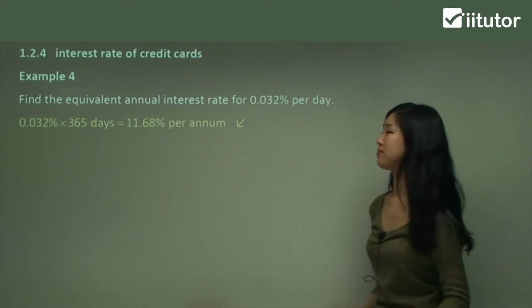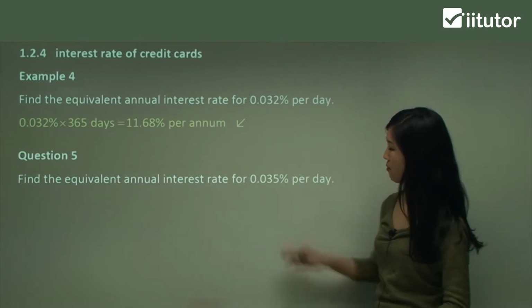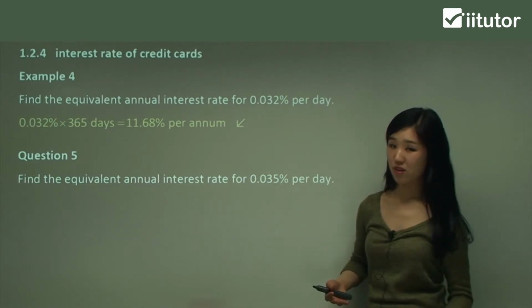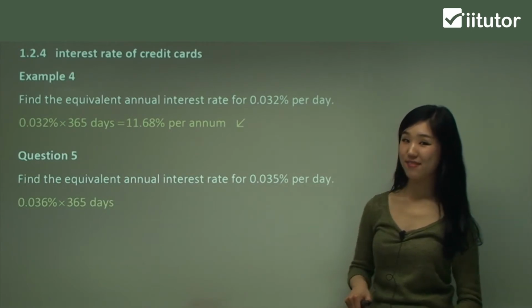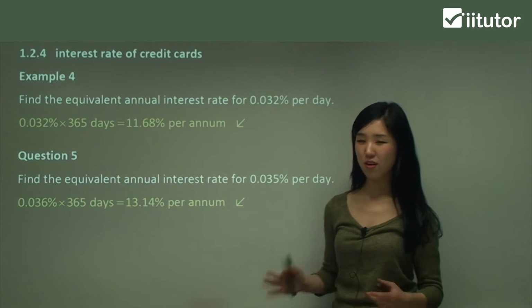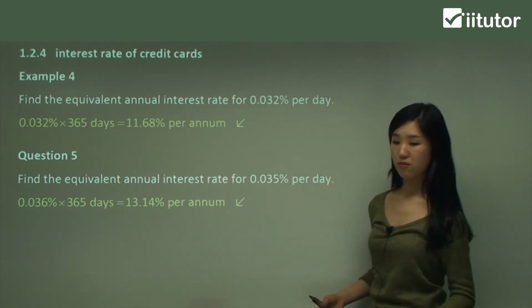So simple. Question 5, find the equivalent annual interest rate for 0.035% per day. Again, the same question. So what are you going to do, guys? Multiply that by 365, and you should get that. Very simple, isn't it? That's the whole logic about this. So if you're getting this, you're on the right track.